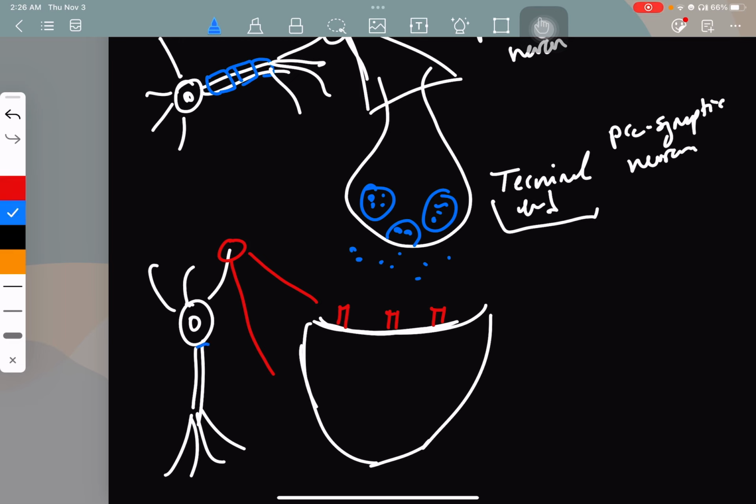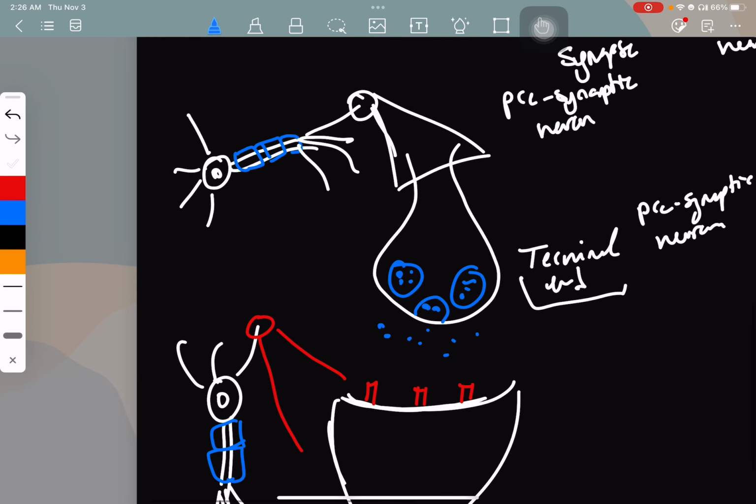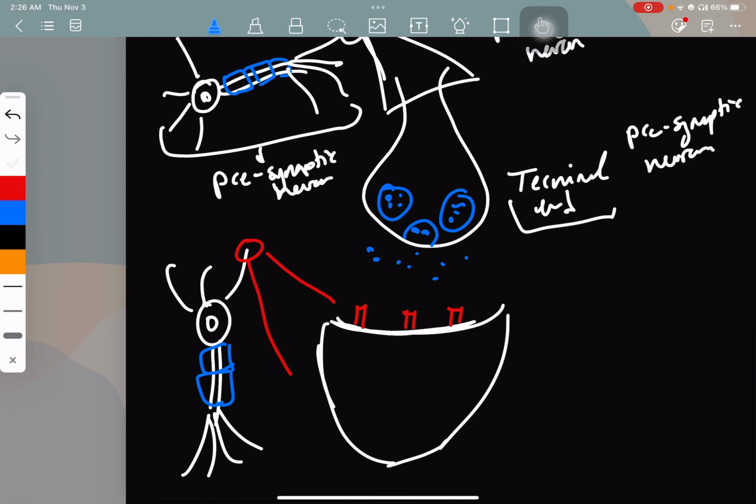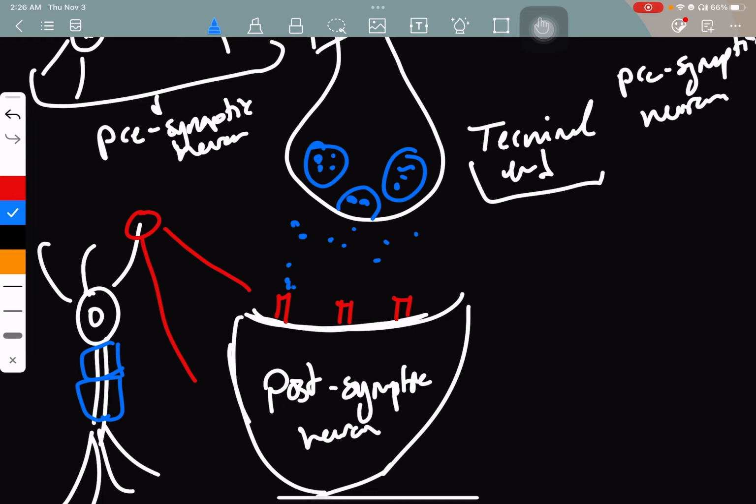Of course, you have your myelin sheath for both of them. What's essentially called, the one that is giving off the neurotransmitters is the presynaptic neuron, and what's receiving is the postsynaptic neuron, receiving the neurotransmitters. But this gap right here is called the synaptic gap or the synaptic cleft.